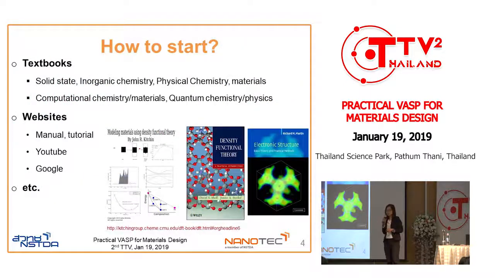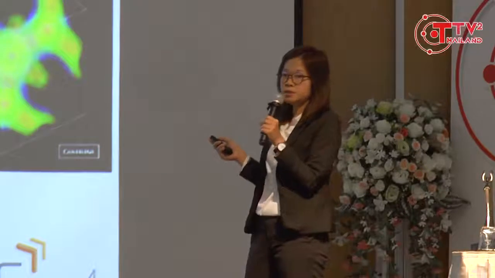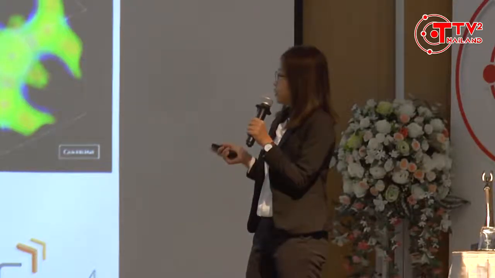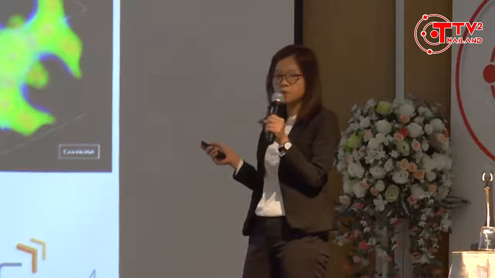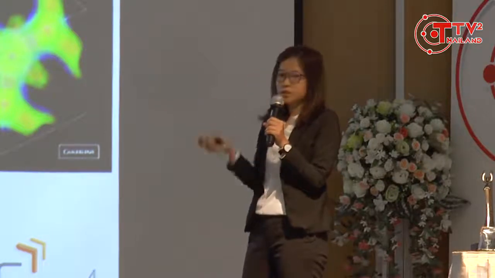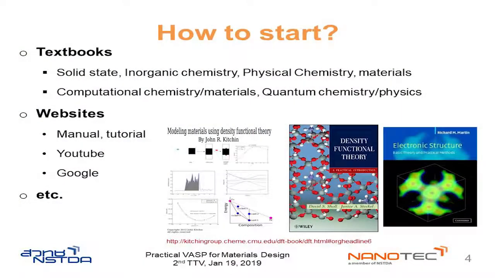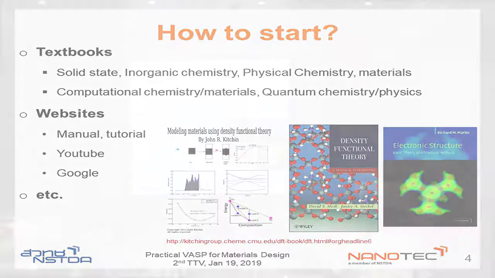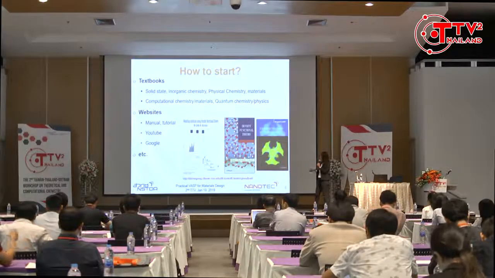And for students who want to know how to start, you have to read more about solid-state physics and about the periodic system. You can also read textbooks about computational chemistry and materials and physics. And you can also go to the website. On the VASP website, they provide useful information, and also tutorials, examples, and a good manual. And also, there is lots of stuff on YouTube, so you can go and check it.